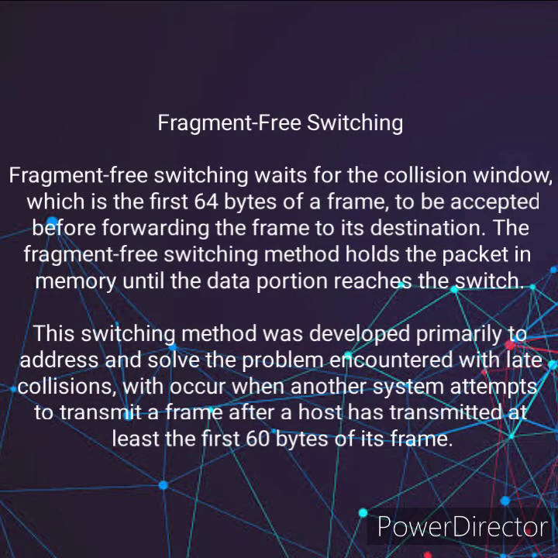Fragment-free switching. Fragment-free switching waits for the collision window, which is the first 64 bytes of a frame, to be accepted before forwarding the frame to its destination. The fragment-free switching method holds the packet in memory until the data portion reaches the switch.